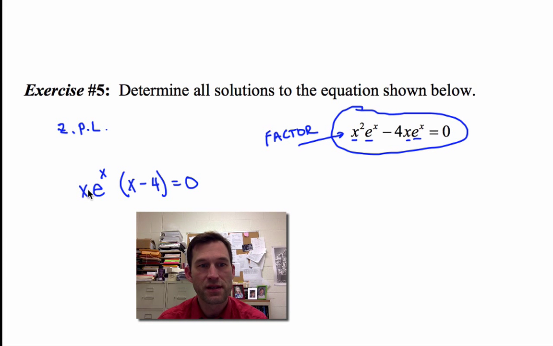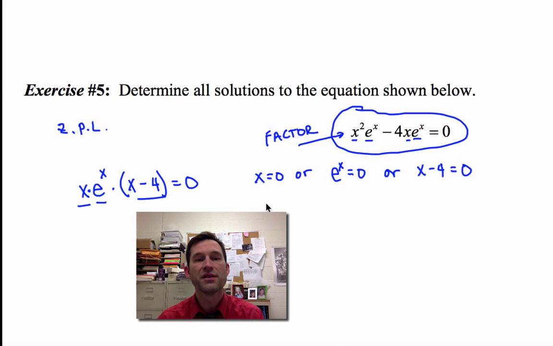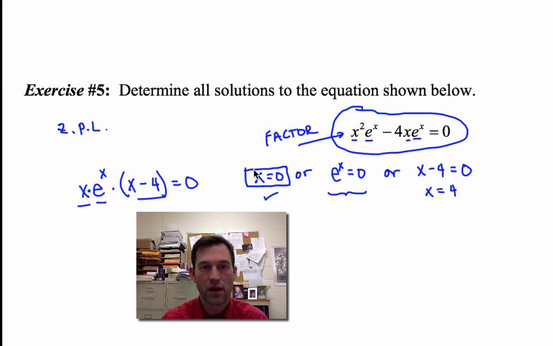Now the beautiful thing is the zero product law is just set now. I have the product of 1, 2, 3 things, right? So either x is equal to 0, that's my first one, or e to the x is equal to 0, or x minus 4 is equal to 0, right? This one's easy, it's done, x equals 0. This one we'll come back to in a moment, and this one's pretty easy to solve, x equals 4. So right now we have 2 solutions at least, 0 and 4, and now the question is, well, what makes e to the x equal to 0?